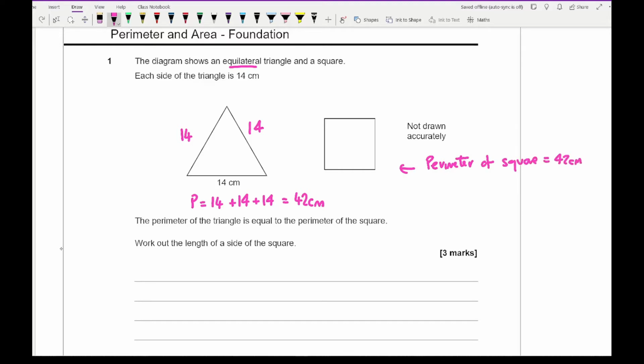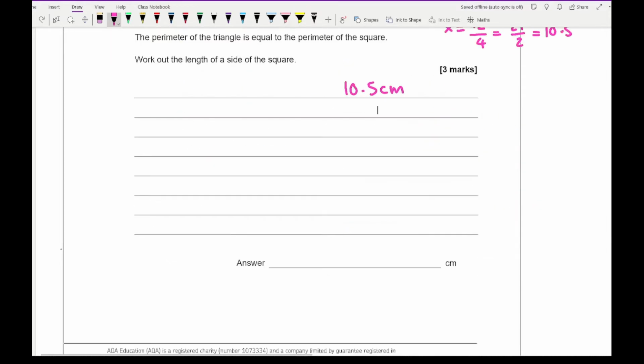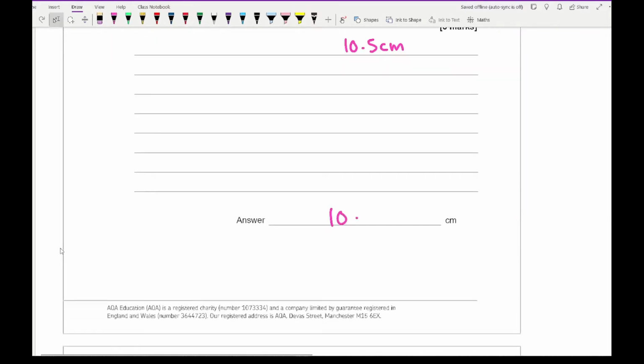So if I call one of the sides x, because we don't know what they are, then the perimeter of the square is going to be 4x, and that's going to be equal to 42. So if I divide 42 by 4, I get 21 divided by 2, and half of 21 is 10.5. So the answer then is going to be 10.5 centimeters, and I could just write that there.